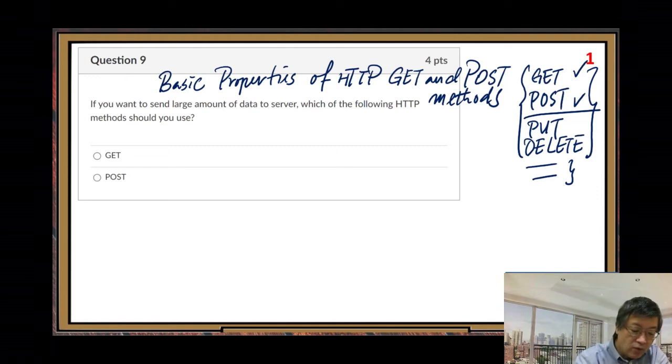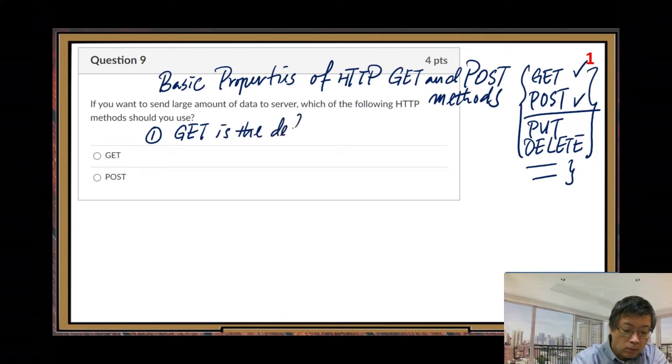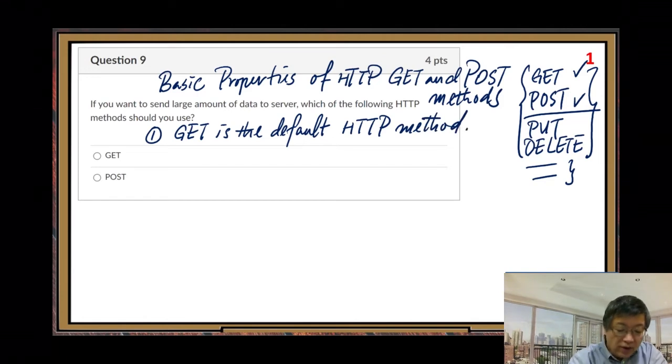First one, GET is the default HTTP method. It means if you do not specify the HTTP method, then the GET method is used. For other methods, you have to find some way to specify it explicitly.